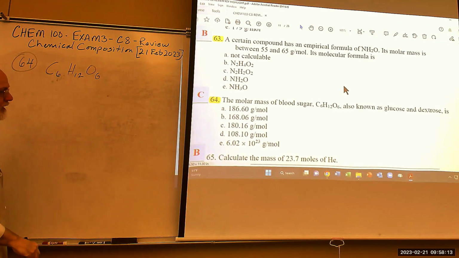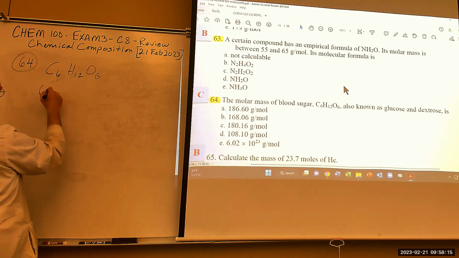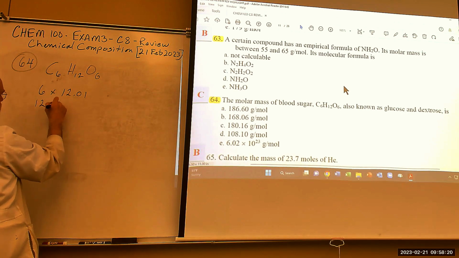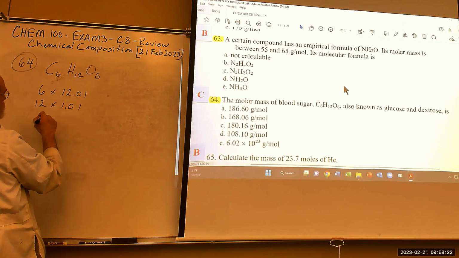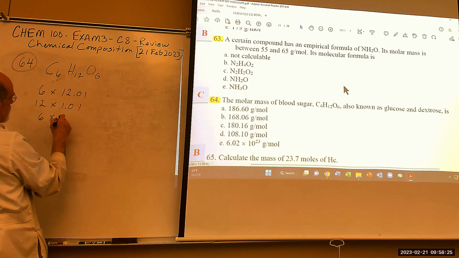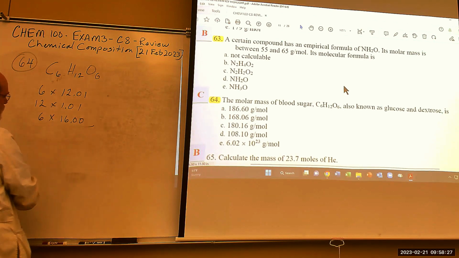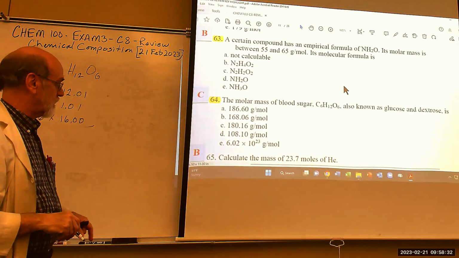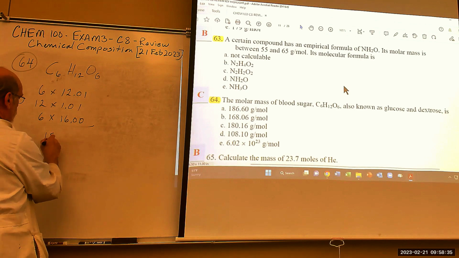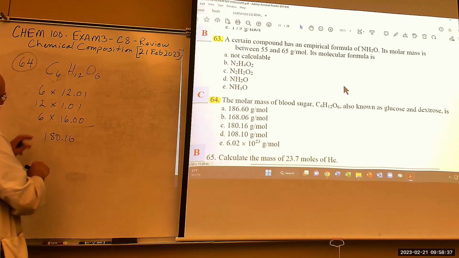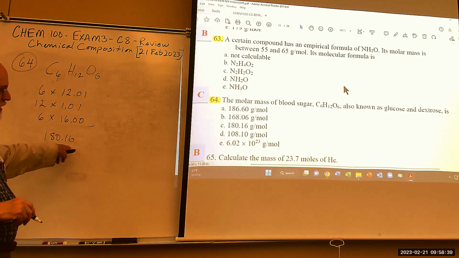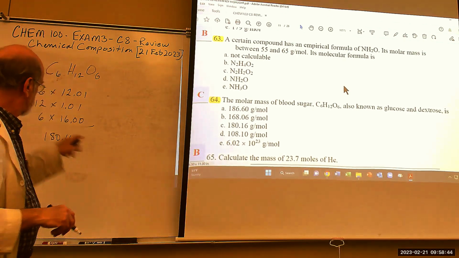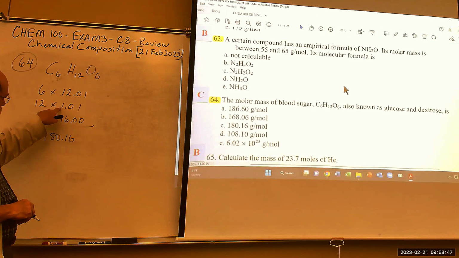C6H12O6. So you just need 6 times 12.01 for the carbon, 12 times 1.01 for the hydrogen, and 6 times 16 for the oxygen. And together, that number, if you do it that way, is probably going to be bigger than the one they give you here. So it's going to be in the neighborhood of 180.16. My value is probably a little higher than that because more than likely they used just 1 for this one.